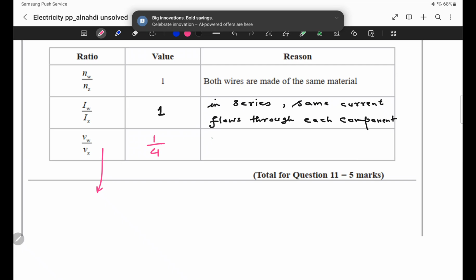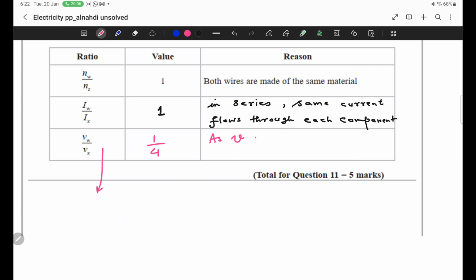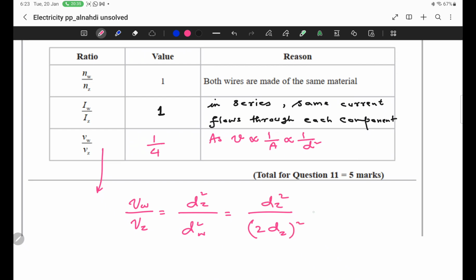But here I am writing, sir, as drift velocity is inversely proportional to area of cross section and inversely proportional to diameter square, and then you should show calculation here. Drift velocity in W divided by drift velocity in Z is equal to the square of diameter, as it is inversely proportional. Then in W it is given 2 times of Z, and when you finally solve it, the answer is 1/4. So in the exam you will write the ratio as 1/4.